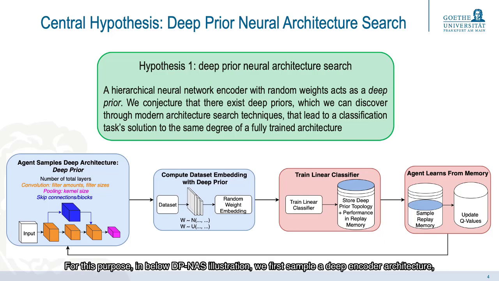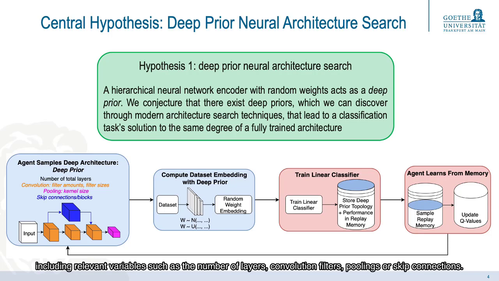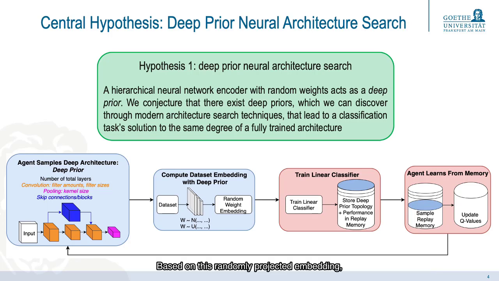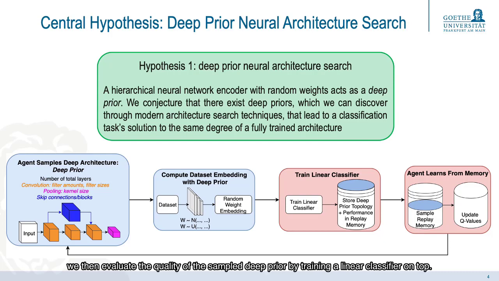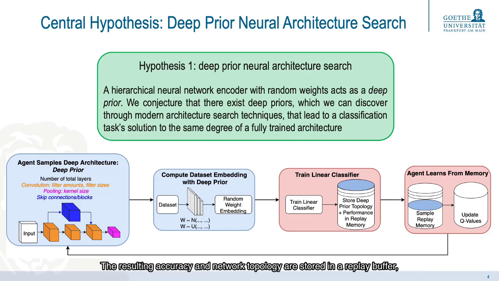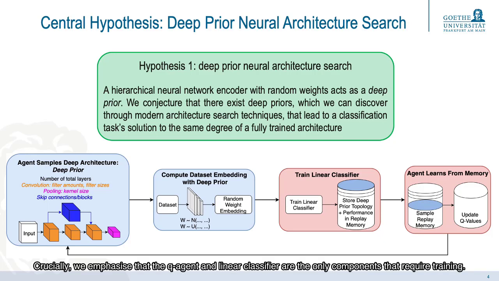For this purpose, in below DPNAS illustration, we first sample a deep encoder architecture, including relevant variables such as the number of layers, convolutional filters, poolings, or skip connections. In contrast to full training, we now use sampled random weights to transform the dataset. Based on this randomly projected embedding, we then evaluate the quality of the sampled deep prior by training a linear classifier on top. The resulting accuracy and network topology are stored in a replay buffer, which serves the purpose of updating a reinforcement-based Q-learning agent. Over time, this agent learns to find suitable deep priors. Crucially, we emphasize that the Q agent and linear classifier are the only components that require training. This makes the search orders of magnitude more computationally efficient than conventional NAS.